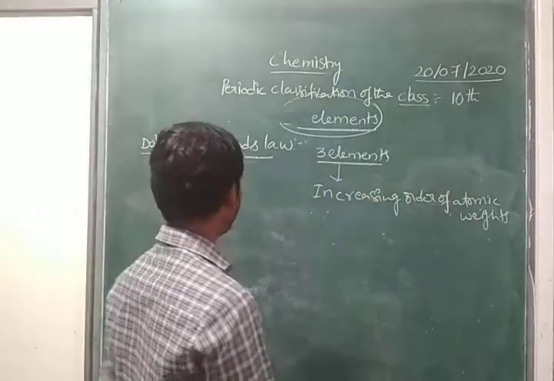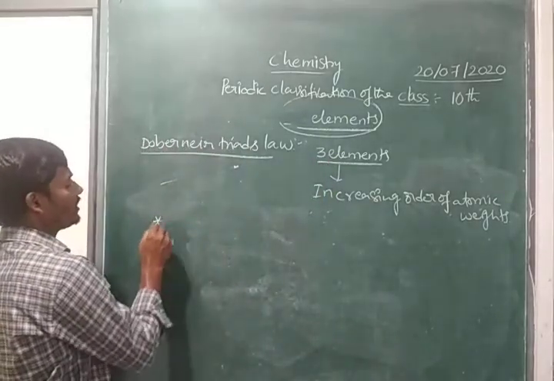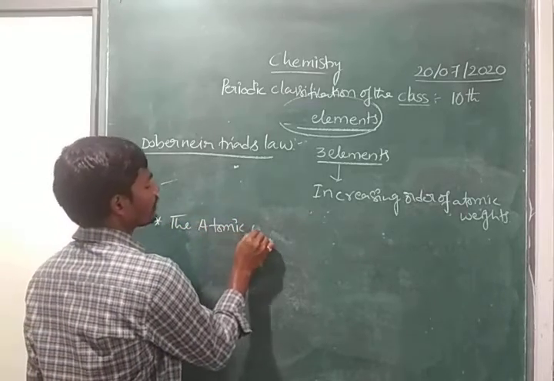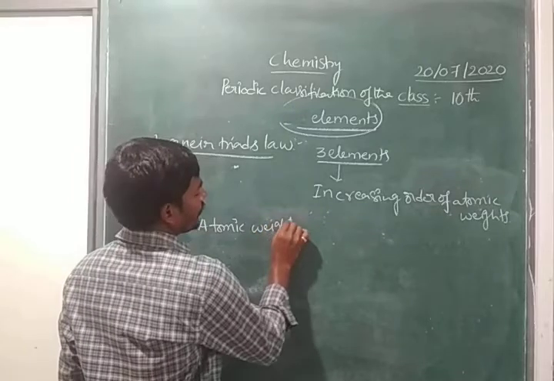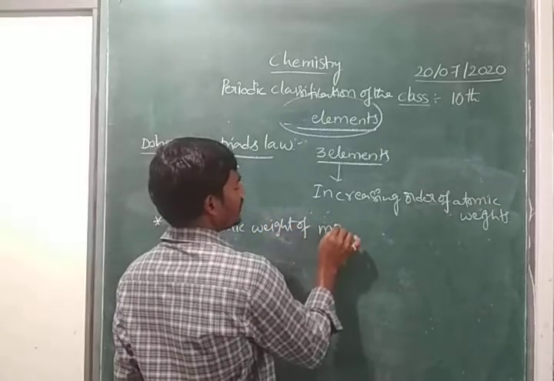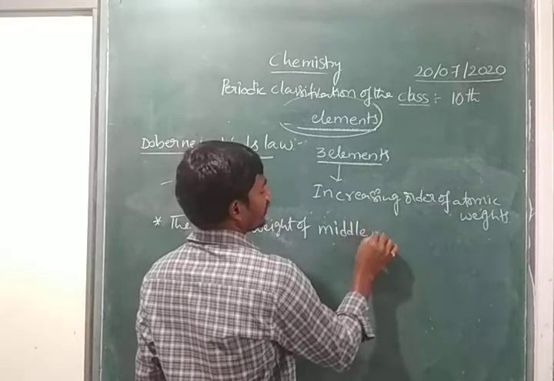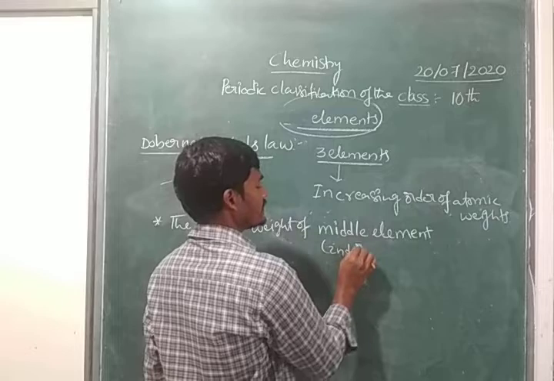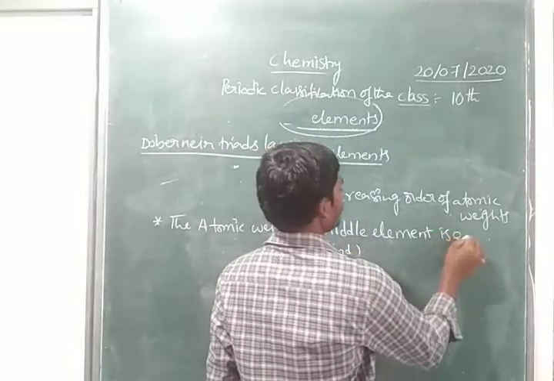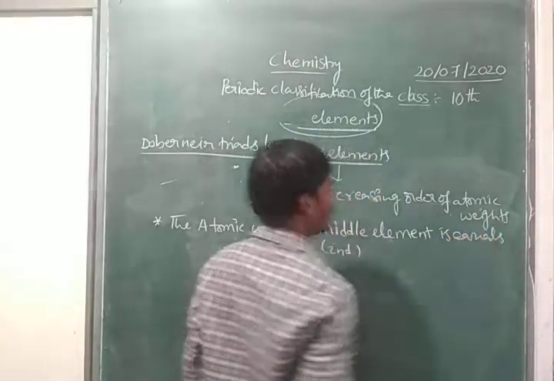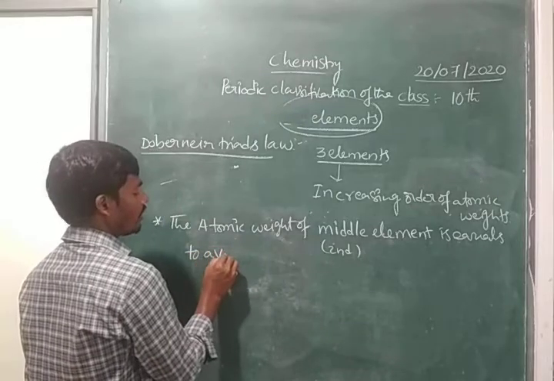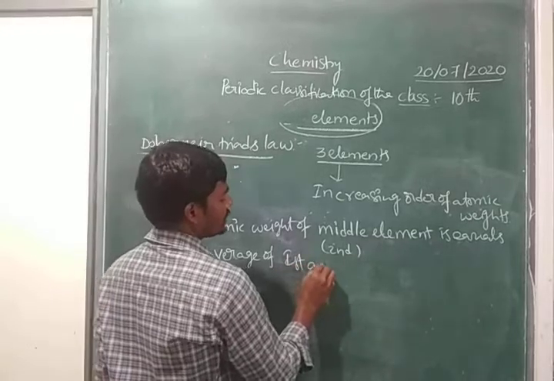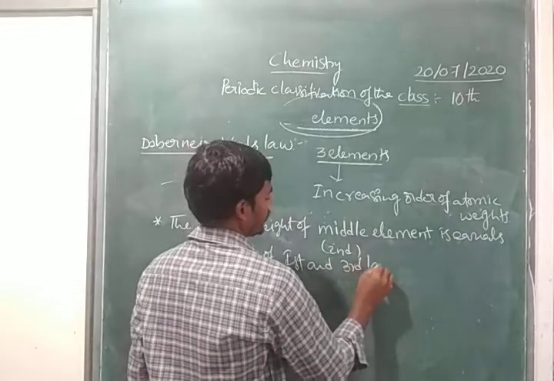Right, children, he gave one statement. What is the statement? The atomic weight of the middle element, or the atomic weight of the second element, is equal to the average of the first and third elements.